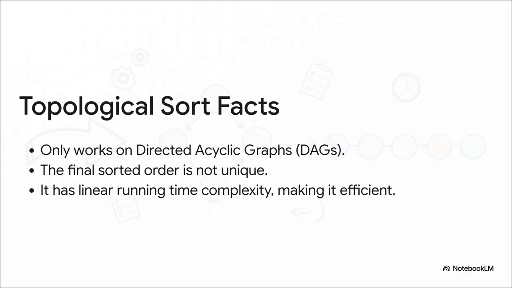First, and this is huge, this only works on DAGs, those graphs with the one-way arrows, and crucially, no impossible loops. Second, the final order isn't always the same. In our example, we could have done G, then B at the start, and that would also be correct. There can be multiple valid solutions.